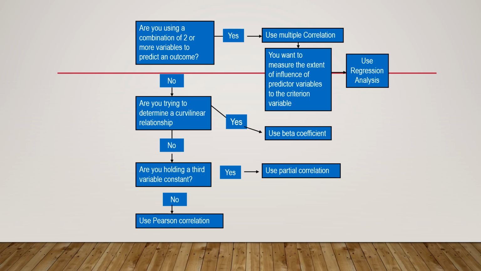But if the answer is no in using the combination of two or more variables to predict an outcome, are you trying to determine a curvilinear relationship? If yes, use beta coefficient. But if the answer is no, are you holding a third variable constant? If the answer is yes, use partial correlation. But if the answer is no, use Pearson correlation.